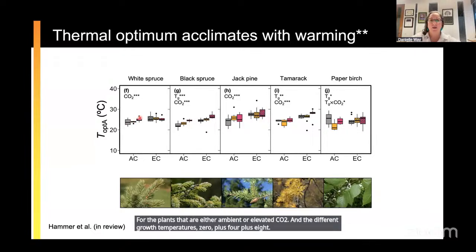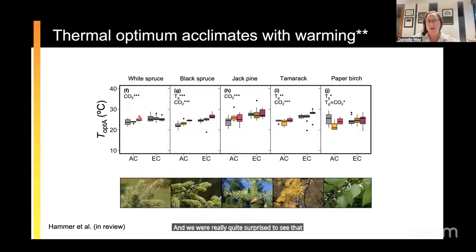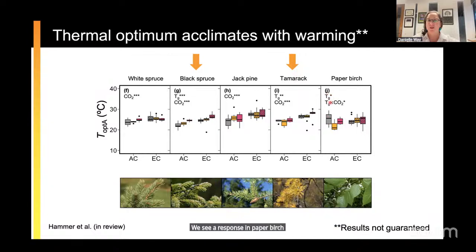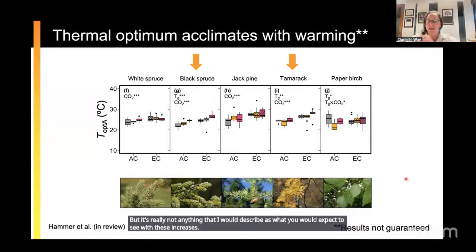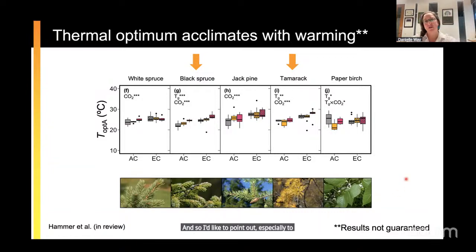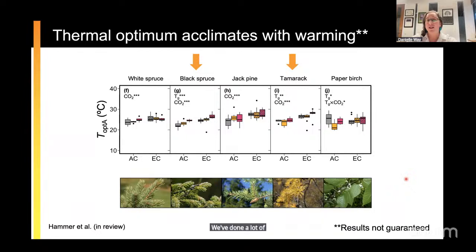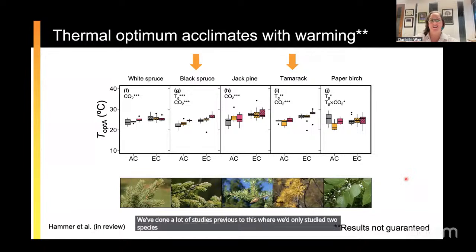And we were really quite surprised to see that we do see acclimation to growth temperature, but only in 2 species. We see a response in paper birch here, a growth temperature effect, but it's really not anything that I would describe as what you would expect to see with these increases. And so I'd like to point out, especially to any of the students and postdocs who might be in the audience, we'd done a lot of studies previous to this where we'd only studied 2 species and we'd always seen thermal acclimation and this upward shift in the optimum temperature of photosynthesis. And I'd like to highlight that it was these 2 species we looked at.